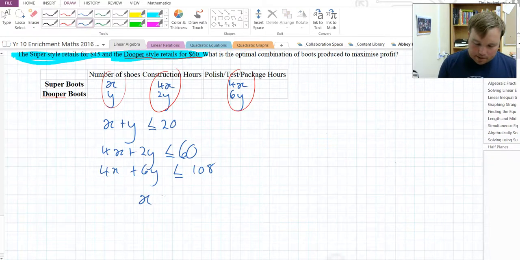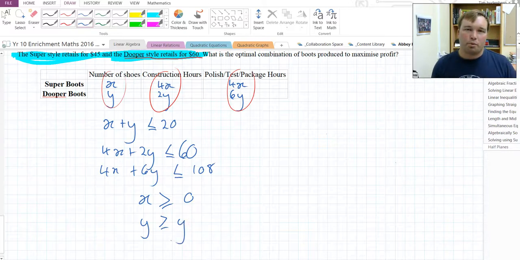Firstly, the number of super boots must be greater than 0, and the number of duper boots must be greater than 0. The reason we include them is to eliminate negative answers. It would be possible to have negative answers which would represent the company buying a type of shoe instead of making it and therefore somehow recouping the hours. It doesn't make sense to make negative boots, which is why we've included those last two.